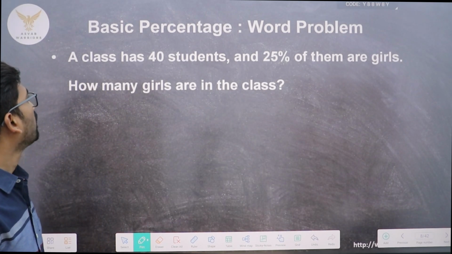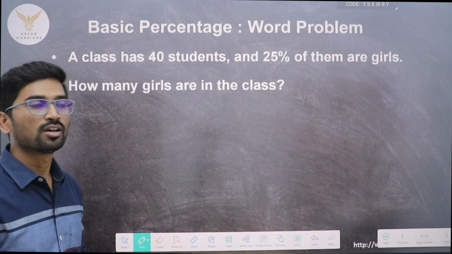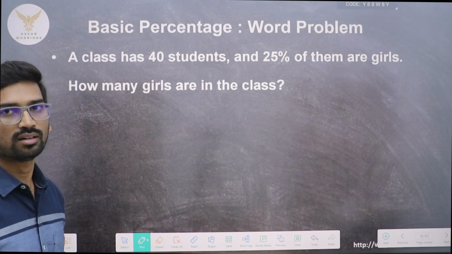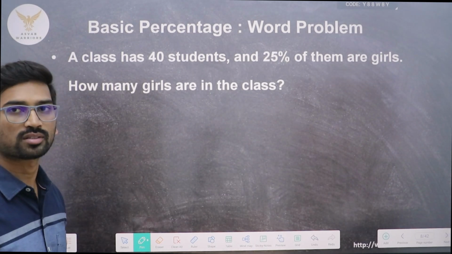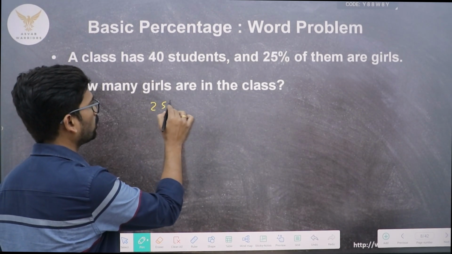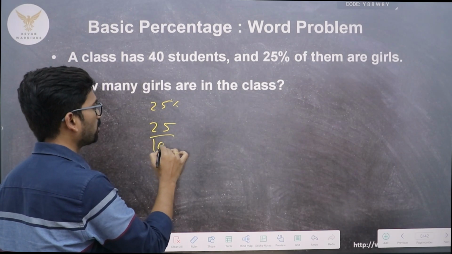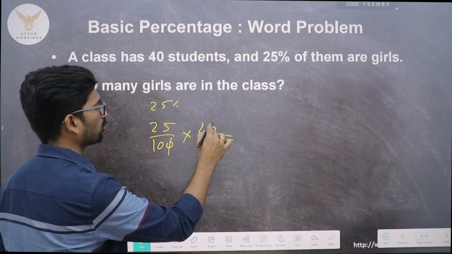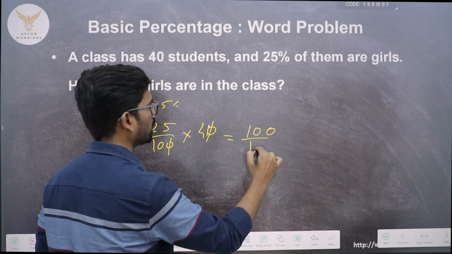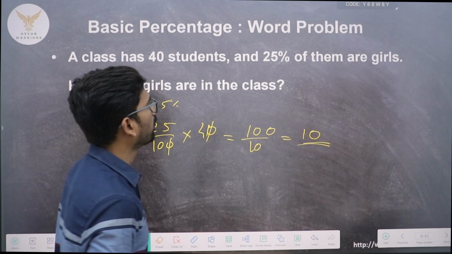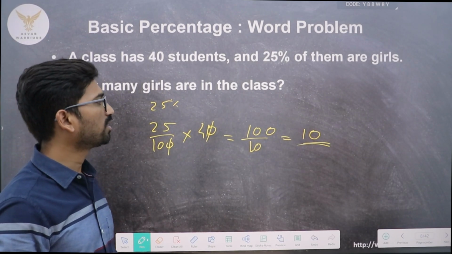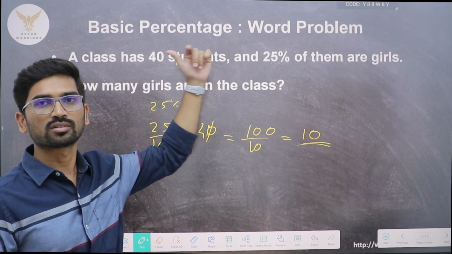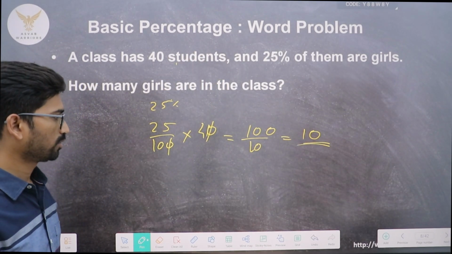Now the problem is a class has 40 students, and 25% of them are girls. How many girls are there in the class? Again we need to find out 25% of 40. So we have our formula. 25% is 25 divided by 100 times 40. So 0 0 gets cancelled. 25 4s are 100 divided by 10. We get our answer as 10. What was asked? How many girls are there in the class? So there will be 10 girls out of 40, or we can say 25% of the class are girls.